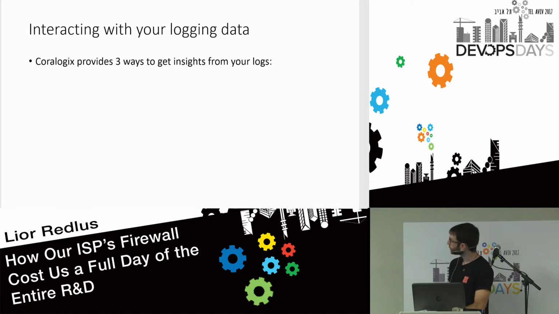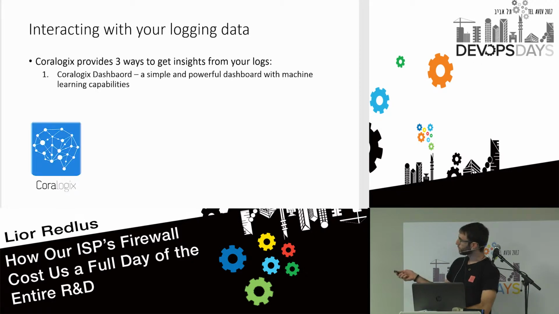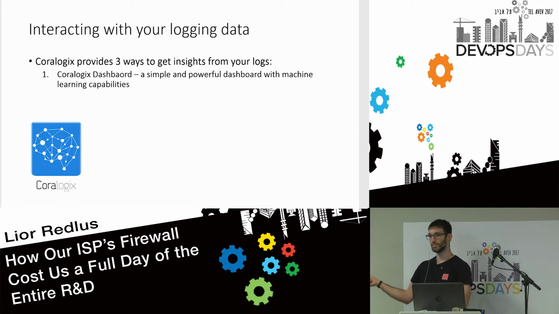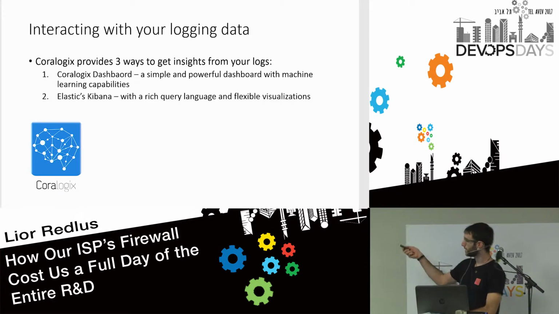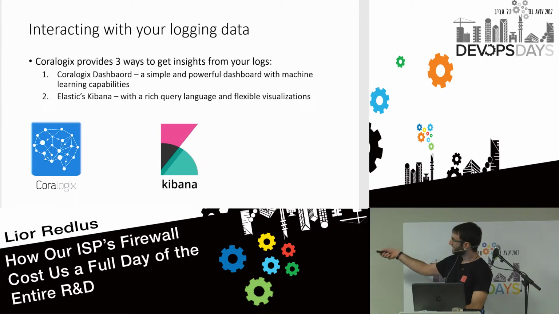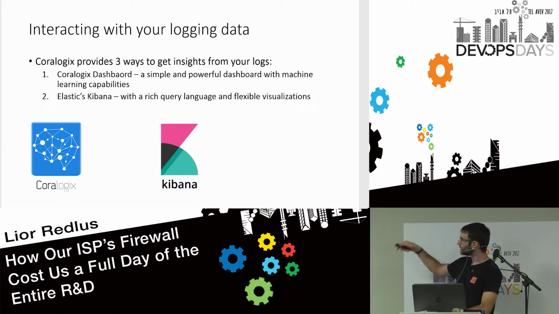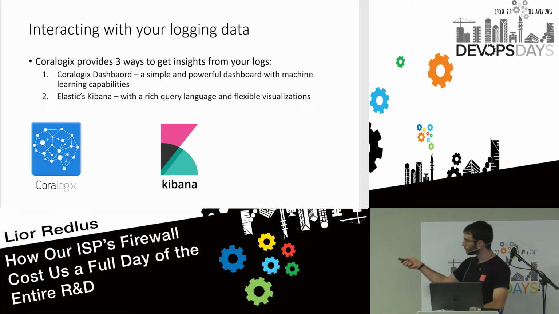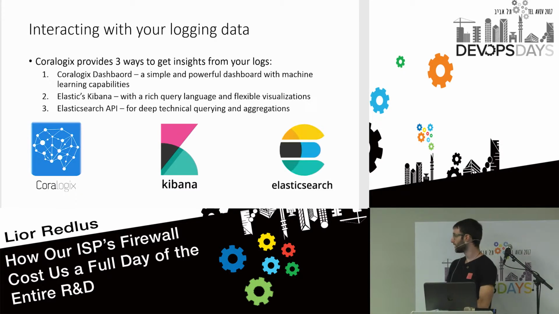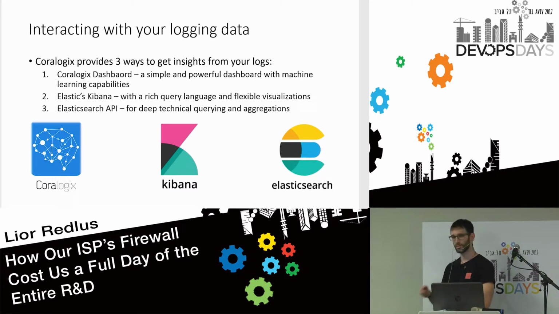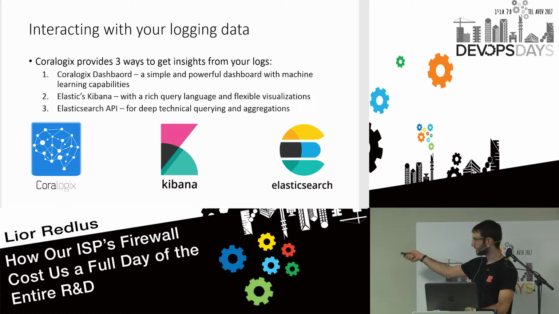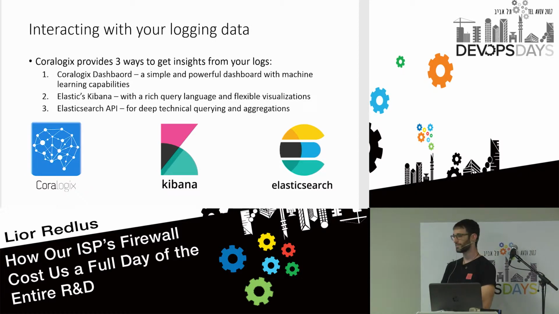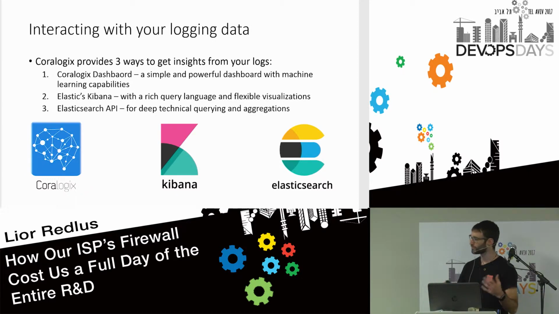Three options to interact with your data. One of them is the Coralogix dashboard, which is our proprietary dashboard with the machine learning capabilities. It's very simple, much simpler than Elastic's Kibana. But Kibana does give all the rich query language and flexible visualizations, which everyone is used to and loves so much, and it's a great add-on. And of course, if you're very technical and want all the aggregations that Elasticsearch provides, then it's also this way that you can get everything, all kinds of slicing and dicing on your data.